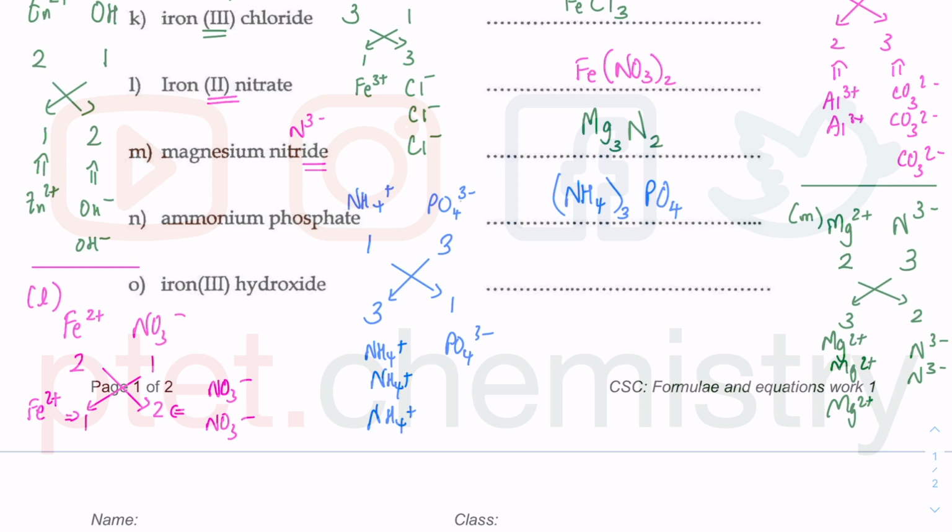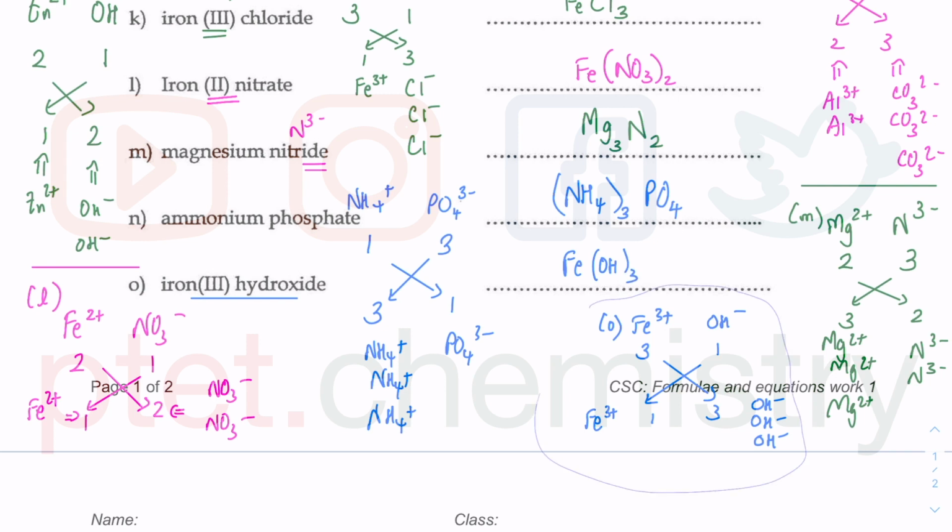Finally, part O, I have iron 3 hydroxide. I have Fe3 plus and OH minus, 3 and 1 because of the charges which represent the valency. So 1 goes there and 3 goes there. So without writing it out now, you can see there are 3 of these OH minus. Actually, I'll write it down so that you can see very clearly. I've got 1 of the Fe3 plus. So Fe(OH) 3 times. Okay, so I hope that is clear so far.